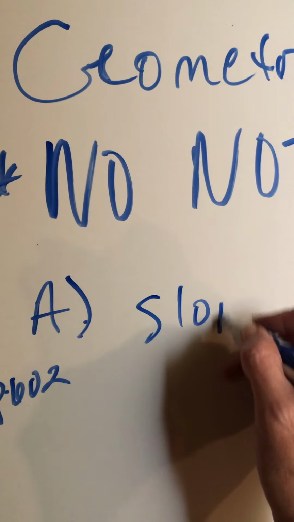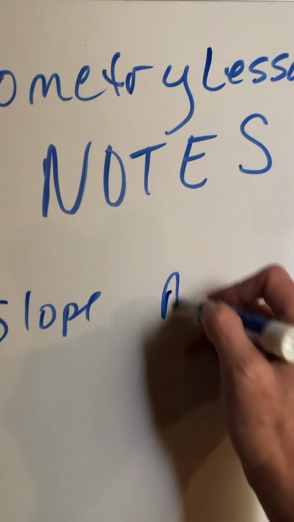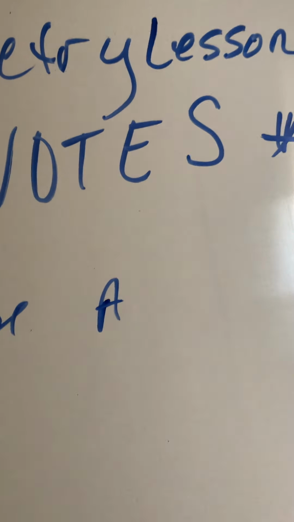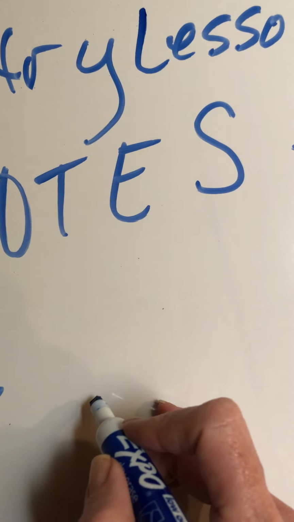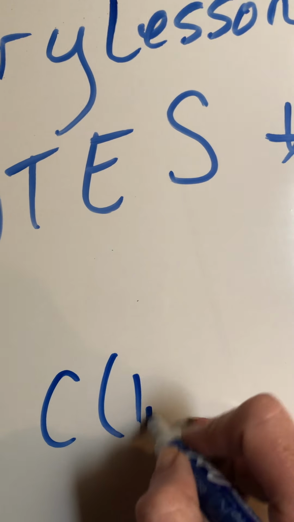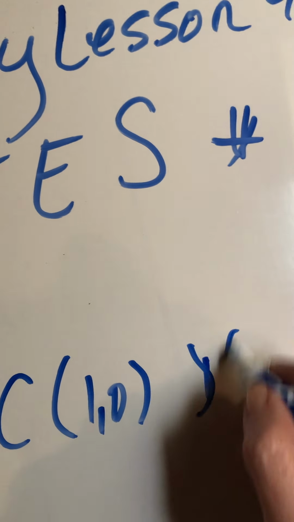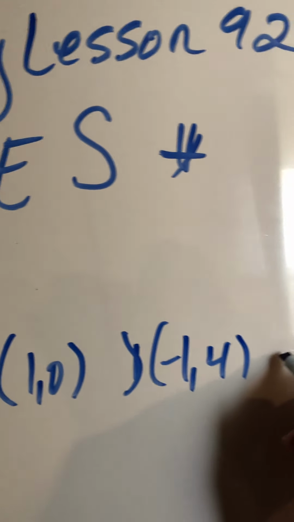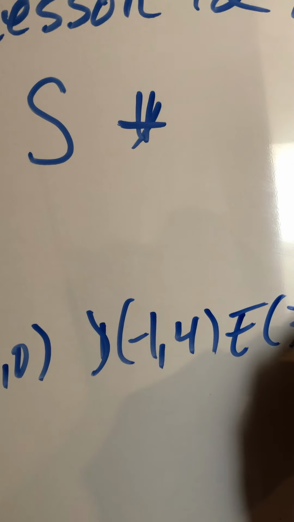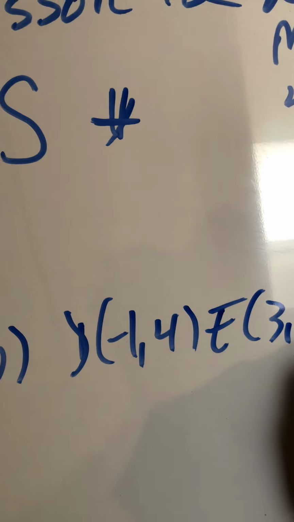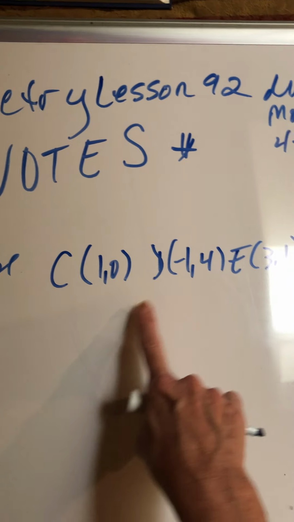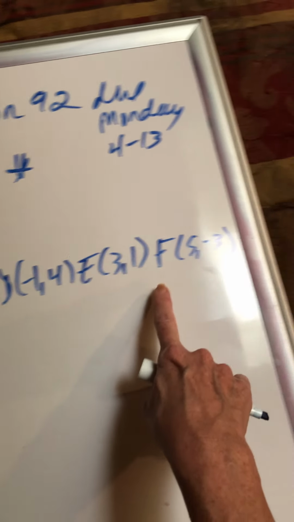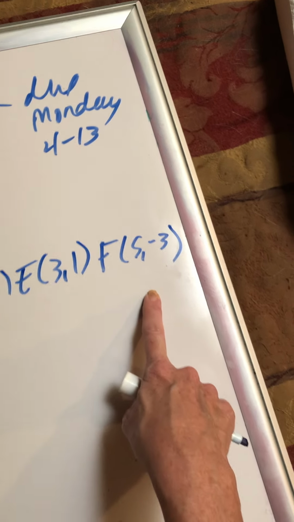So we're using slope on A. I'm going to write down the coordinates for this. Coordinate C is 1, 0. Coordinate D is -1, 4. Coordinate E is 3, 1. And coordinate F is 5, -3. So C is 1, 0, D is -1, 4, E is 3, 1, and F is 5, -3. Those are in your book.